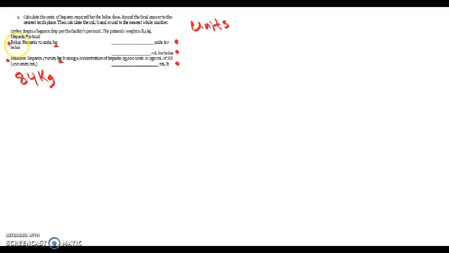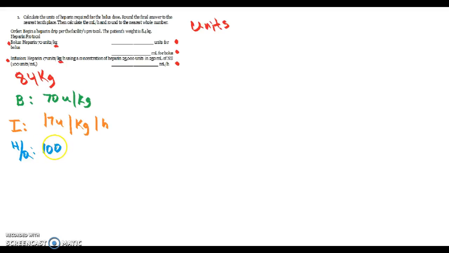So what I want to do first is write down our order for our bolus, which I'm going to put B for bolus, would be 70 units per kilogram. Then I'm going to go down here for our infusion, so I'm going to put infusion. We want 17 units per kilogram per hour. And then let's do our have quantity being 25,000 units in 250 milliliters of normal saline, or 100 units per milliliter. Always try to work in the smaller units, so I'm going to work with 100 units per milliliter.